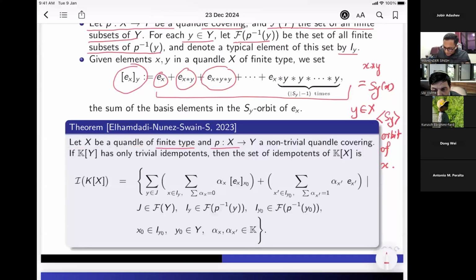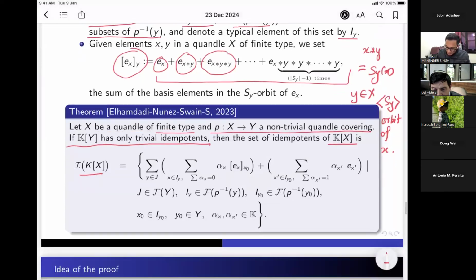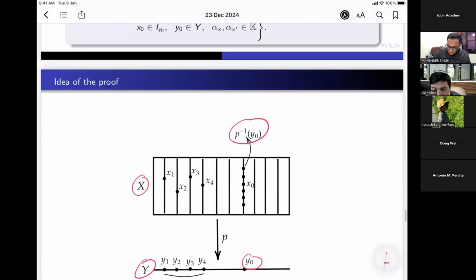So suppose you have a quandle X of finite type, and p from X to Y, a non-trivial quandle covering onto some other quandle. And suppose that the other quandle has the property that its quandle ring has only trivial idempotents. So I want the base to have only trivial idempotents. Then the complete set of idempotents of the quandle ring K[X] is given by this set. This set may look a little complicated, but let me give you a sketch of the proof from the diagram and things will become clear.